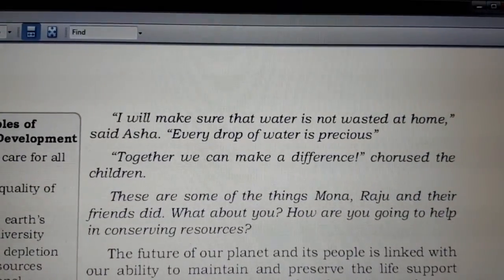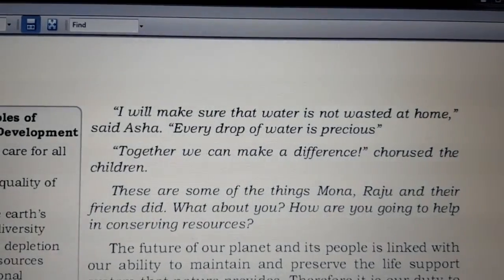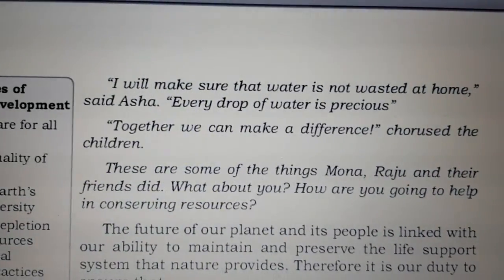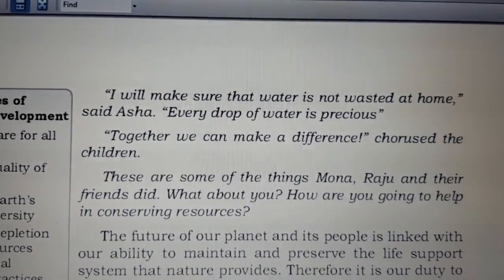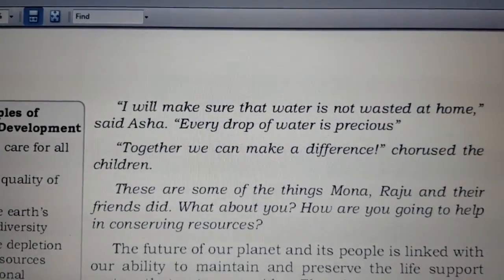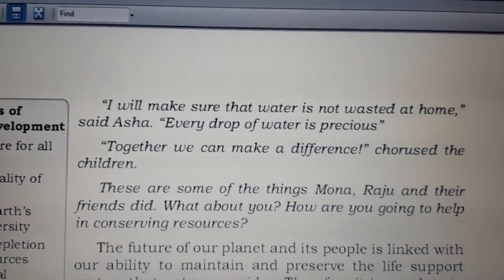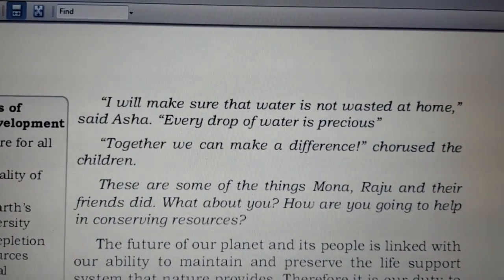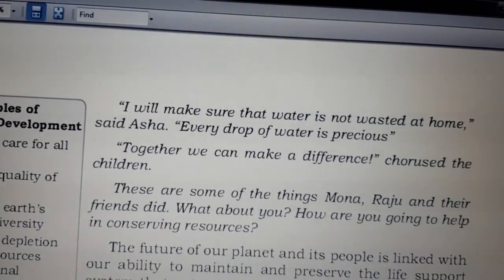The next conservation method: "I will make sure that water is not wasted at home," said Asha. Every drop of water is precious. You all know that water is very precious for us and for everyone on the earth. So we should not waste water in any form. Together we can make a difference, and all together we must create a difference.